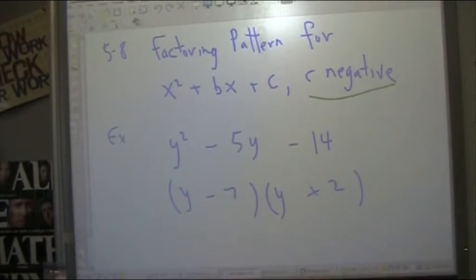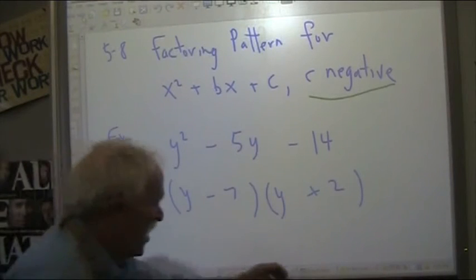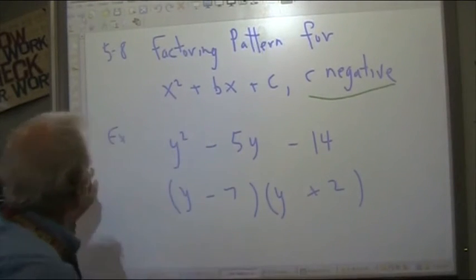Wait, why isn't it plus and minus? Why is it minus plus? Does it matter? Yes, it matters because it has to add up to the same number. Because if it was minus 2 and positive 7, it would equal positive 5, but it's a negative 5. That makes sense. Awesome.